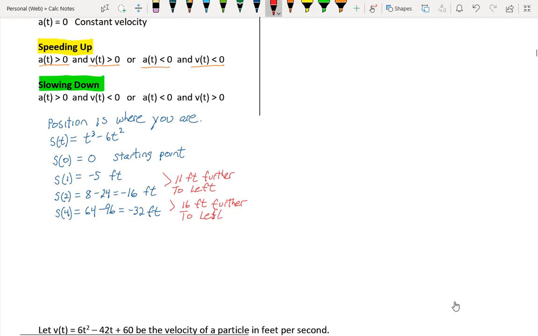Oops, left. So again, what I want you to realize is it doesn't mean I've moved -32 feet more. It means my current position is -32 feet. Okay? And then we'll do one more.